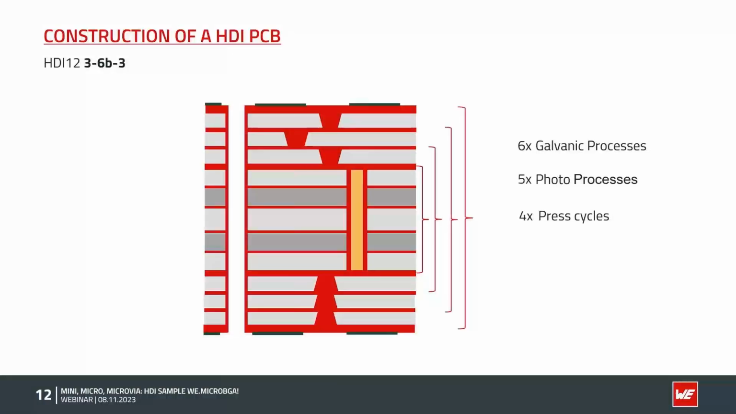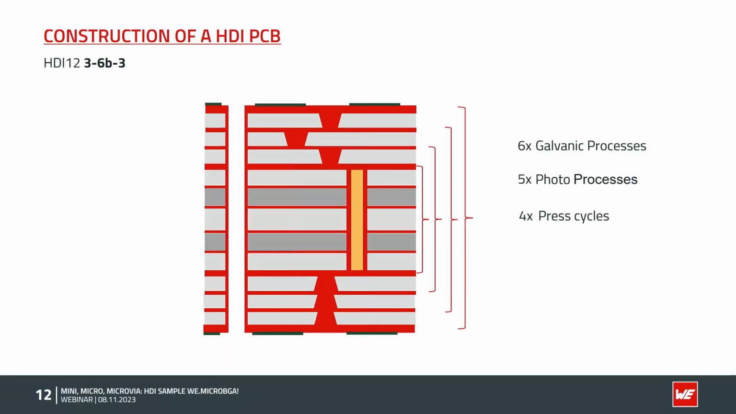In total, this means in this example that we have six galvanic processes, five photo processes for making the inner layer structures and the outer layers, and four press cycles to have everything included. This adds, of course, additional production time. Four press cycles and four or five photo processes means you can produce in the same time four separate boards. So this is one thing. And of course, all this complexity adds cost, with the advantage of this miniaturization.